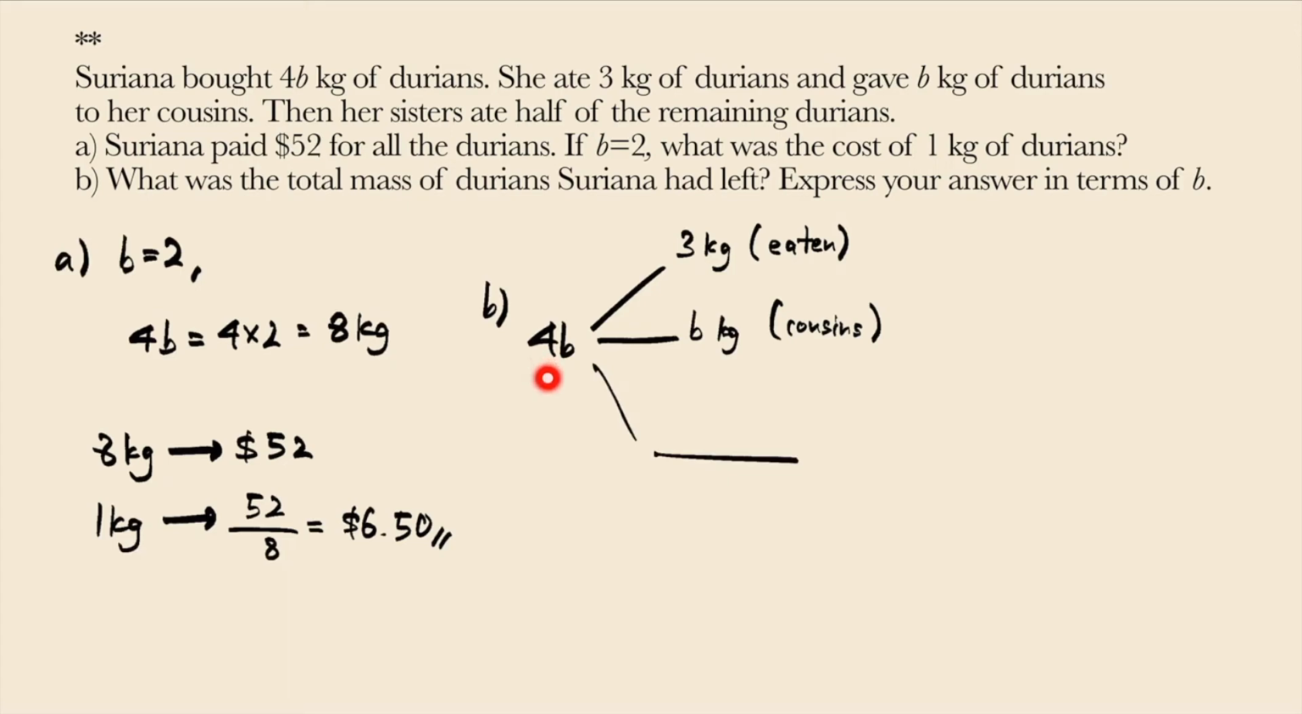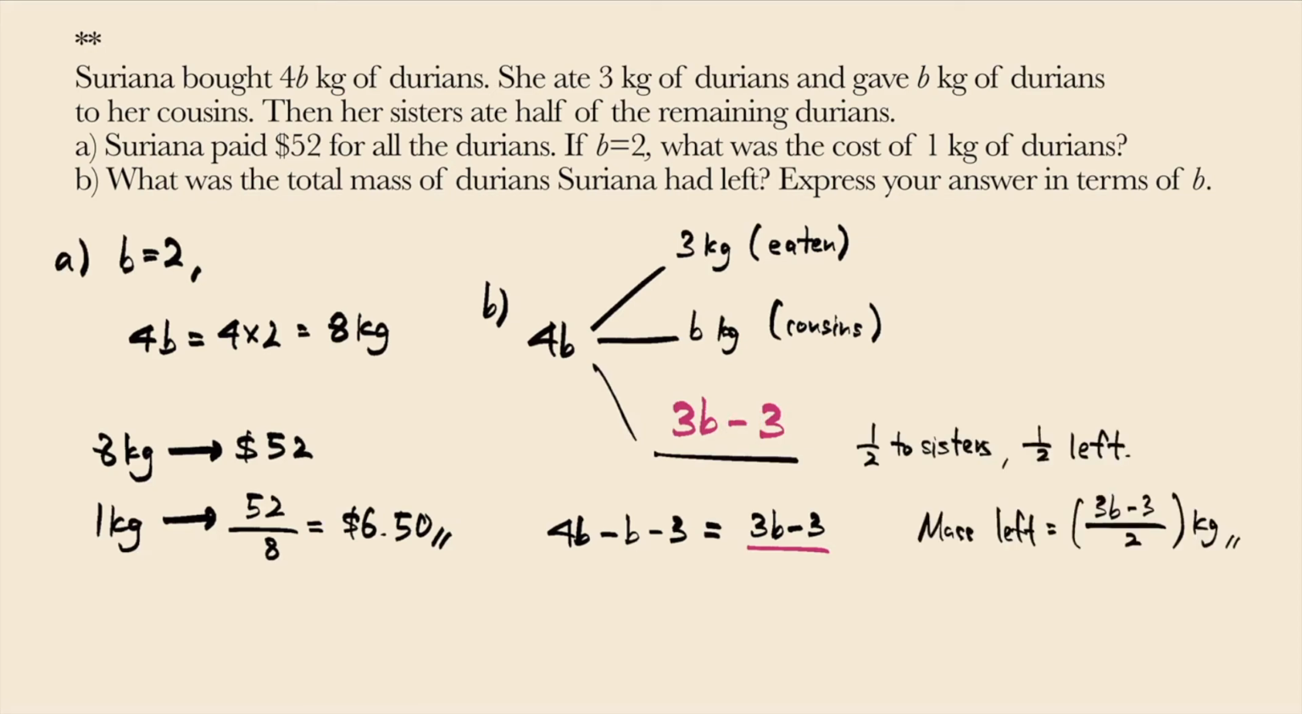Now, let's draw a model to see what's going on here. Right, 4b is what she had at first, 3 kilograms eaten, b kilograms to the cousins. Now, what's left behind? That would be 4b minus b minus 3. So that's 3b minus 3, which we can write over here. Now what's half of that? Because half of the remainder, which is this one, was eaten by the sisters.